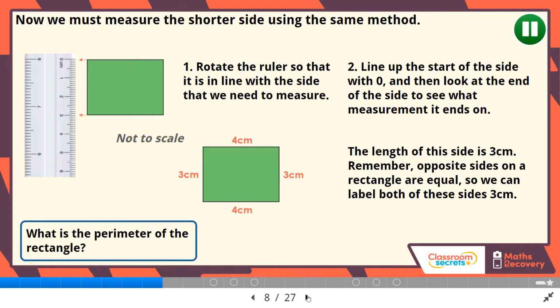Now we must measure the shorter side, also known as the width of the rectangle, using the same method. Firstly, rotate the ruler so that it is in line with the side that we need to measure. Line up the start of the side with 0 and then look at the end of the side to see what measurement it ends on. We can see here that the length of this side is 3 centimeters. Remember, opposite sides on a rectangle are equal, so we can label both of these sides 3 centimeters. What is the perimeter of the rectangle?